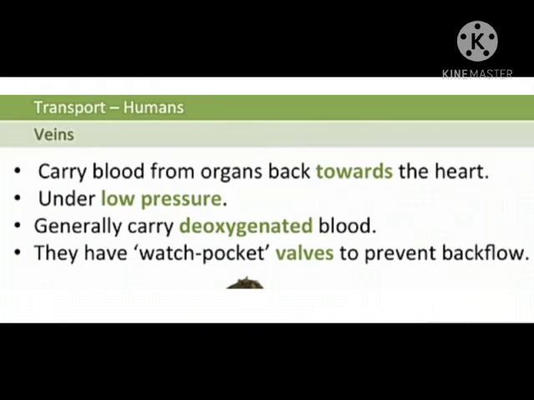The veins have valves, which prevent the backward flow of blood. Actually, the blood in veins is coming from different parts of the body to the heart. So there is a chance that the blood can go back. So to prevent this backward flow of blood, valves are always present in veins. But in arteries, no valves are present, right?